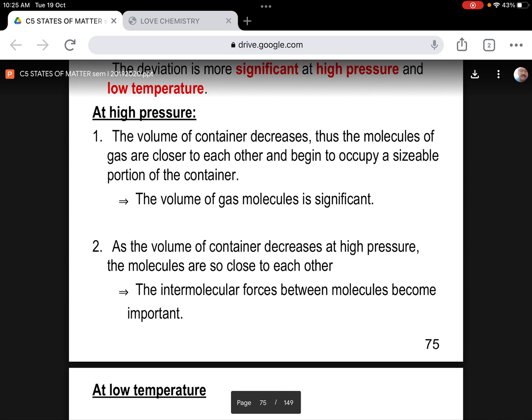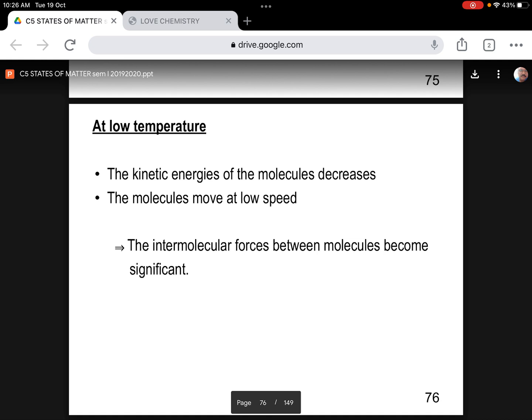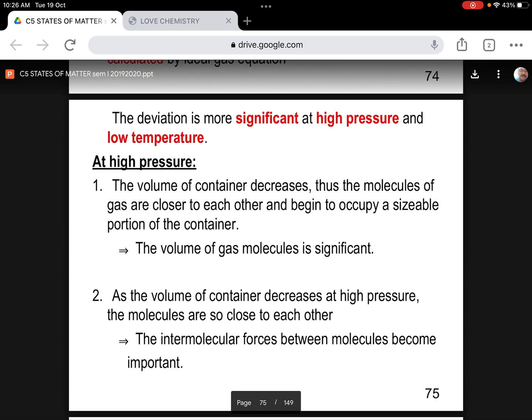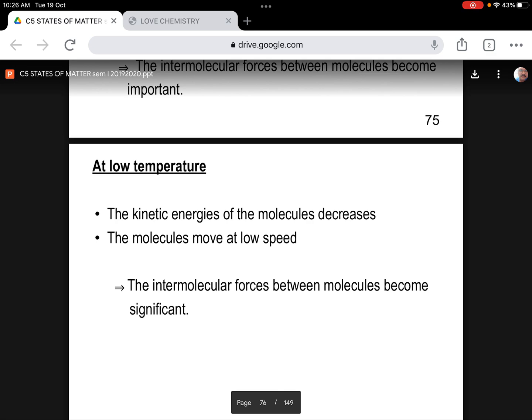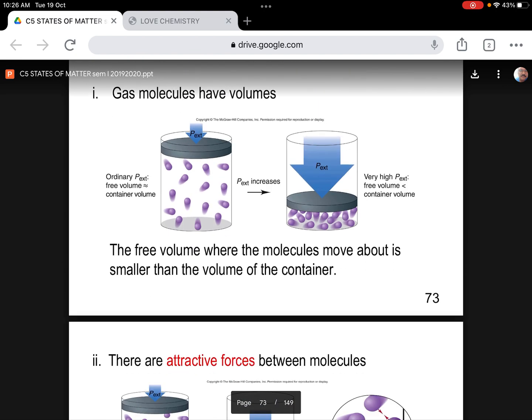Now, what happens at high pressure? The volume of the container decreases, thus the molecules are closer to each other and begin to occupy a sizable portion of the container. Thus, the volume of gas molecules becomes significant. And as the molecules are close to each other, the intermolecular forces become significant. Whereas at low temperature, the kinetic energy of the molecules decreases, molecules move at low velocity, and here also the intermolecular forces become significant. So under these two conditions, high pressure and low temperature, real gas do not behave ideally.